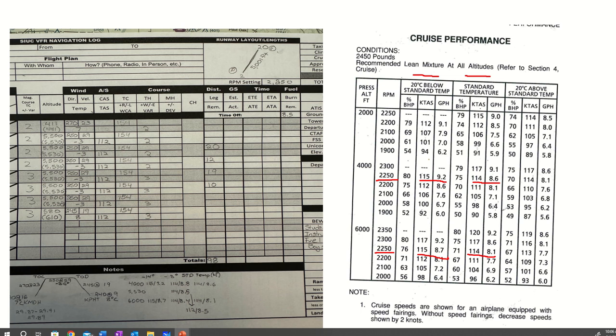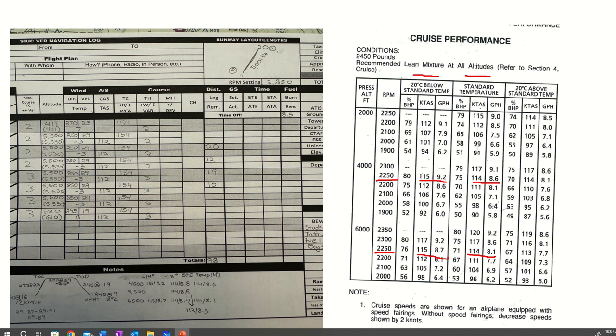Okay, so let's go ahead and interpolate the temperature first. Let's start with the 4,000 foot pressure altitude and we'll interpolate for the temperature first. So let's start with knots of true airspeed. We have 115 under the 20 below column, and we have 114 under the standard temperature column.